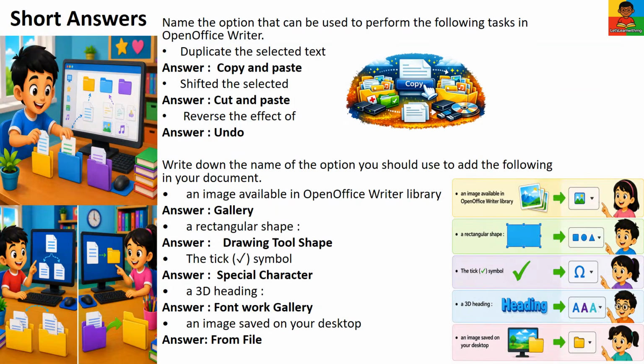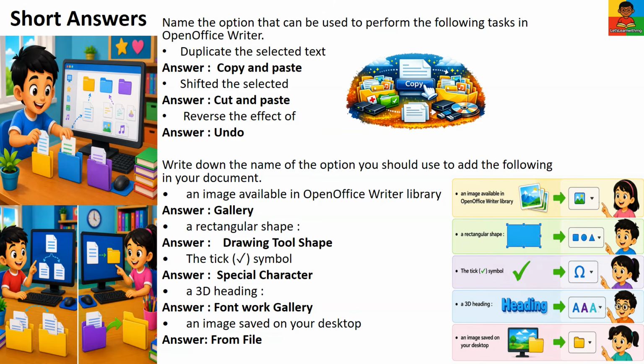Name the option that can be used to perform the following tasks in OpenOffice Writer. Duplicate the selected text: copy and paste. Shift the selected text: cut and paste. Reverse the effect of an action: undo.